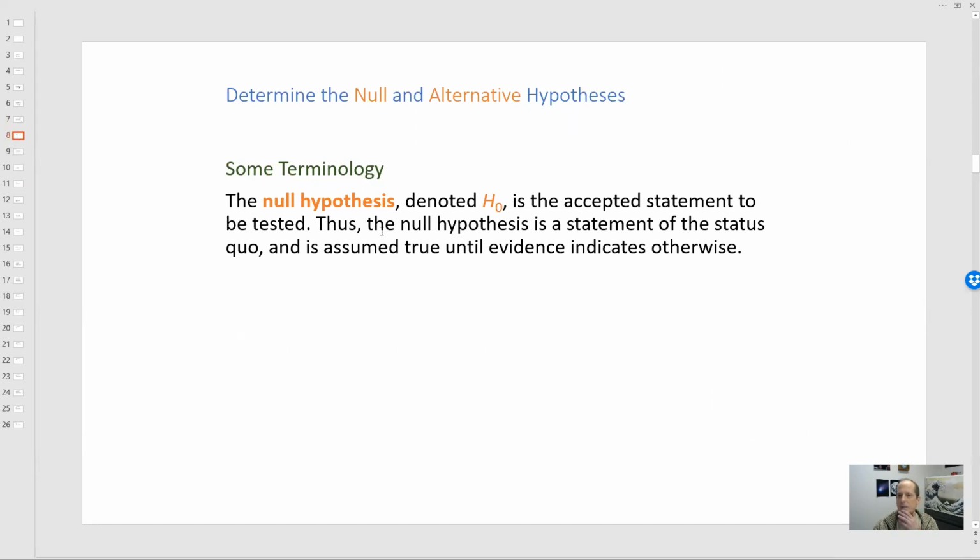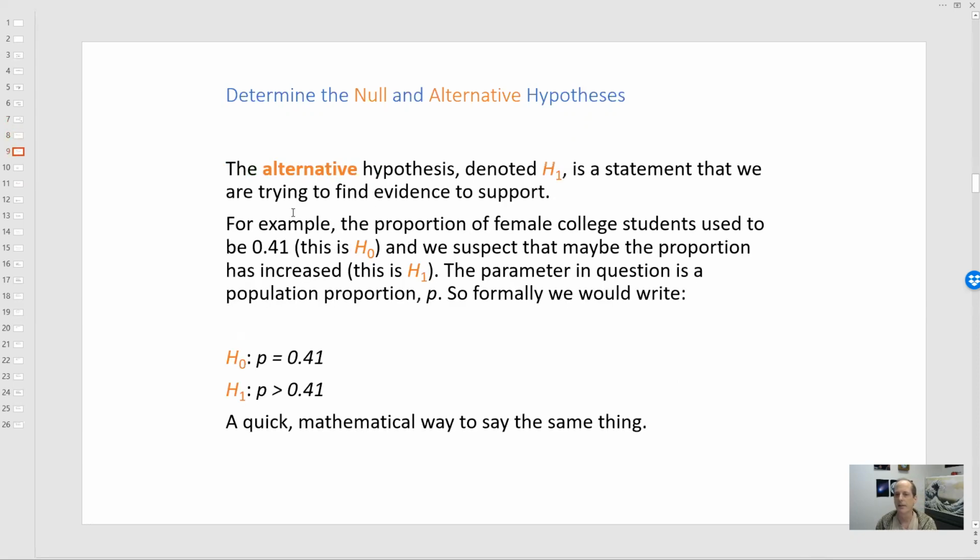This just repeats that idea that H naught represents the null hypothesis. Here's an example, yet another one. This is for a population proportion again.